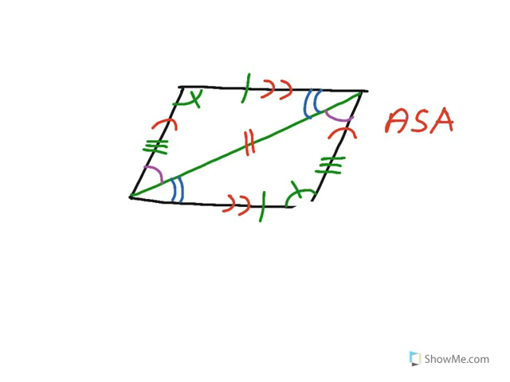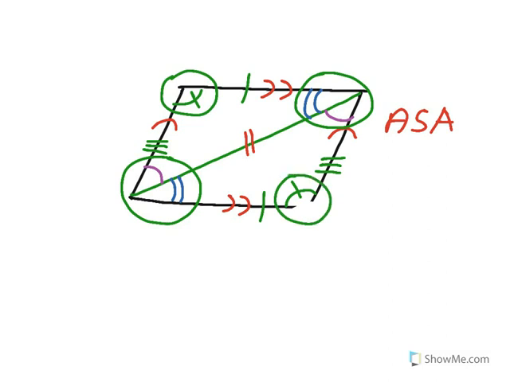So I have opposite sides congruent. The total of these two opposite angles are congruent because they're both the sum of the blue and a purple. These opposite angles are congruent. And we'll get to why the diagonals bisect each other in a later lesson. But anyway, this is why parallelograms have all of these congruences.